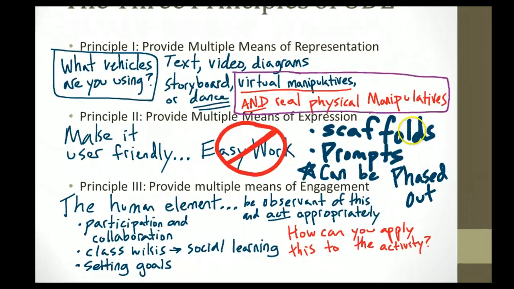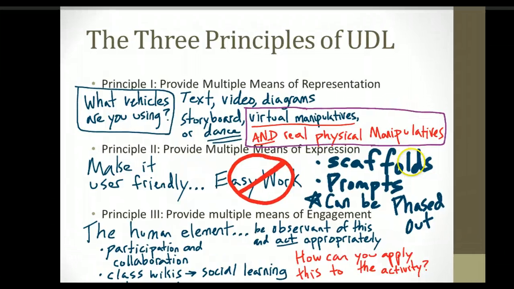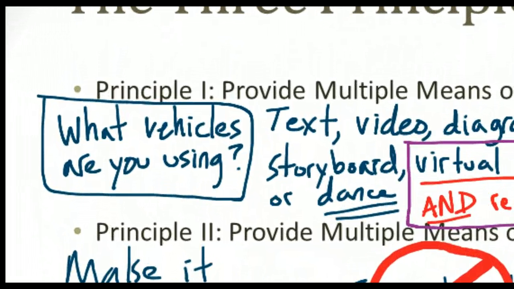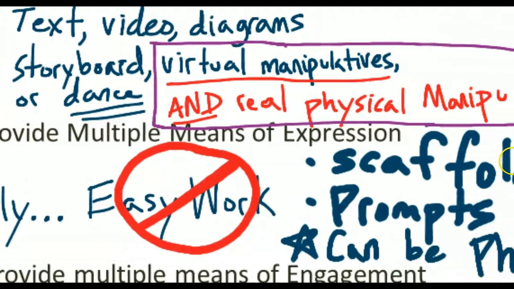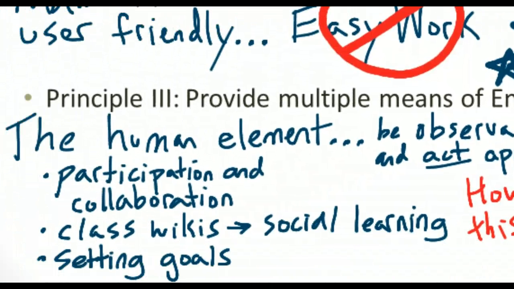So that's it. Those are the 3 principles of the universal design for learning. And to recap, we're talking about what vehicles are you using. Don't limit your class to what they can use to learn. And then the second principle, we need to help our students along the way, and we need to ask ourselves what's appropriate at each level. And then finally, principle 3, provide multiple means of engagement.